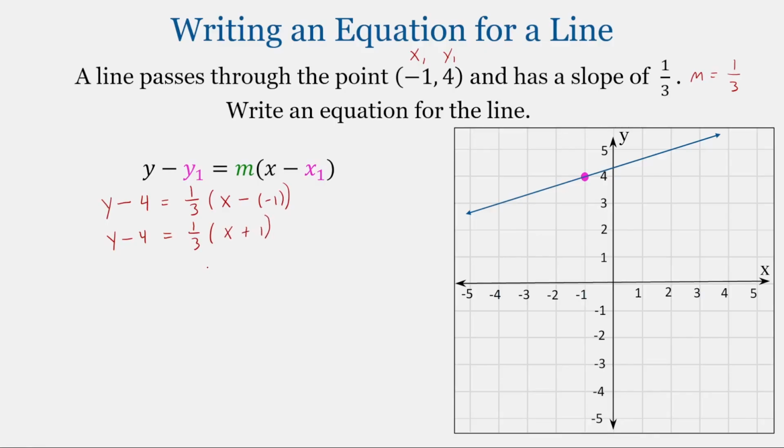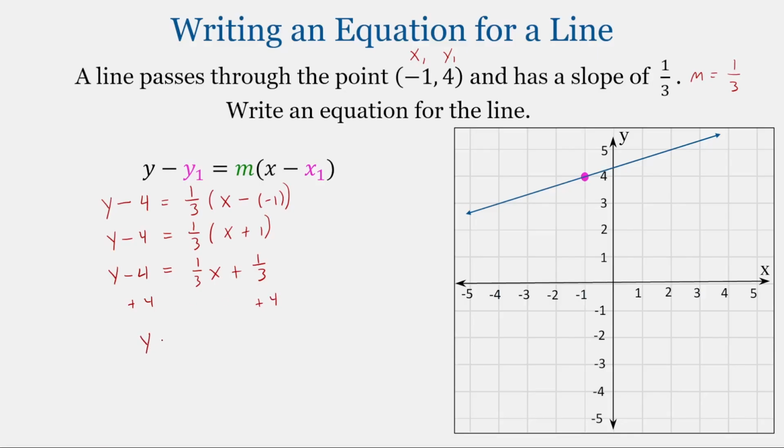Let's go ahead and write this in slope-intercept form. I'll start by distributing that 1/3. So we have y minus 4. We'll leave the left side alone for right now. This is going to give us 1/3 x plus 1/3. Now we'll add 4 to both sides.